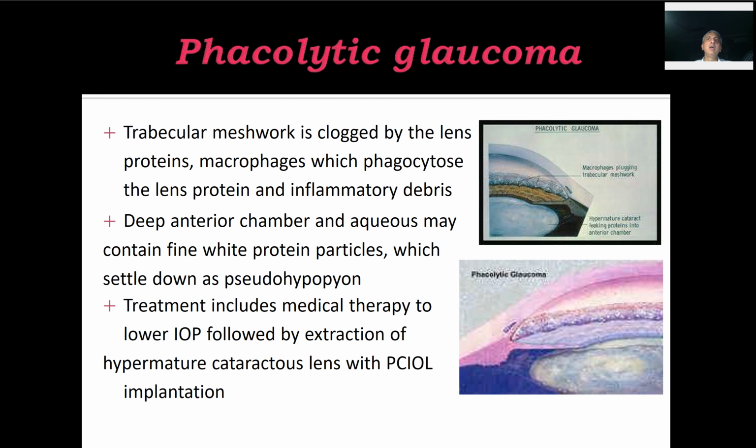And then the treatment includes medical therapy to lower the intraocular pressure. So you can use oral acetazolamide, then you use beta blockers, you can do alpha agonists to reduce the pressure, and then followed by extraction of the hypermature cataractous lens with a posterior chamber intraocular lens. The thing to remember is, as there is a bit of uveitis, you need to give them topical steroids to reduce the inflammation at the time of surgery.